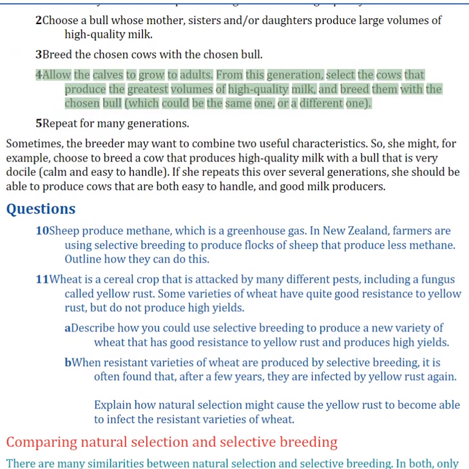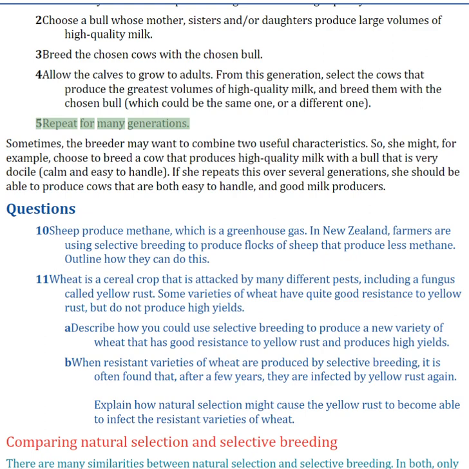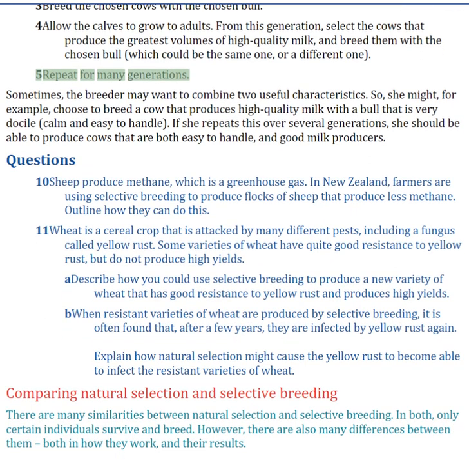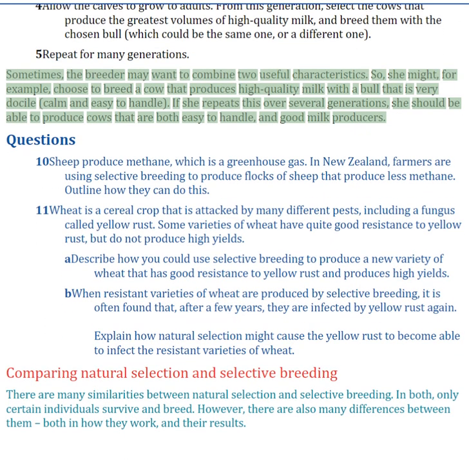4. Allow the calves to grow to adults. From this generation, select the cows that produce the greatest volumes of high-quality milk, and breed them with the chosen bull. 5. Repeat for many generations. Sometimes, the breeder may want to combine two useful characteristics. So, she might, for example, choose to breed a cow that produces high-quality milk with a bull that is very docile. If she repeats this over several generations, she should be able to produce cows that are both easy to handle and good milk producers.